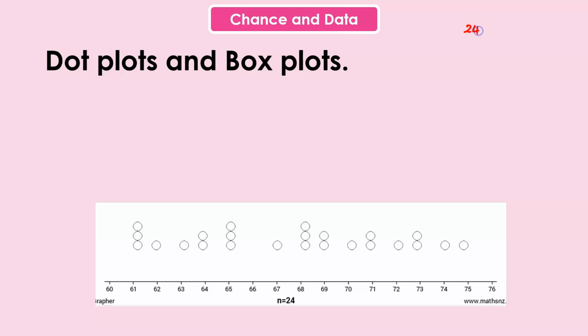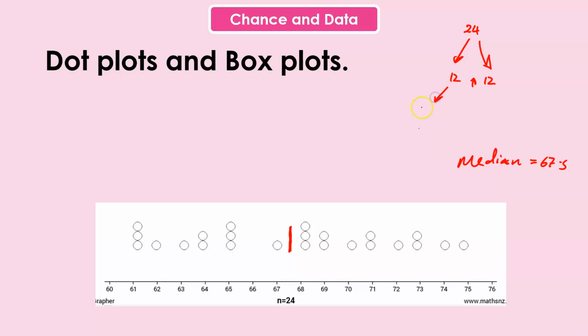Because it's 24 in total, that can be broken into two groups of 12 with the median in the middle. So 1, 2, 3, 4, 5, 6, 7, 8, 9, 10, 11, 12. So it means that the median is 67.5, whatever the scale is.